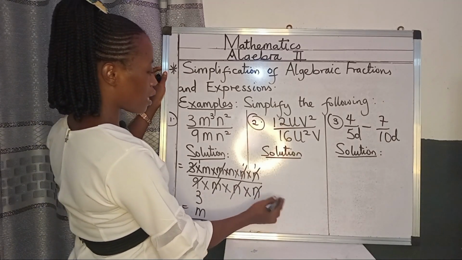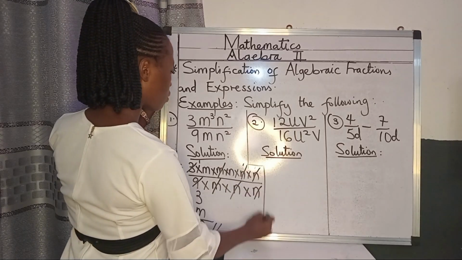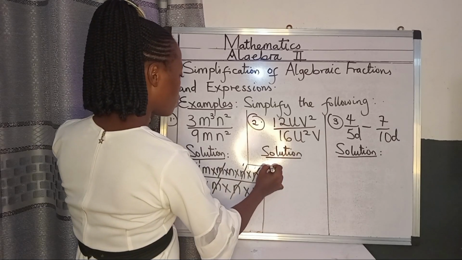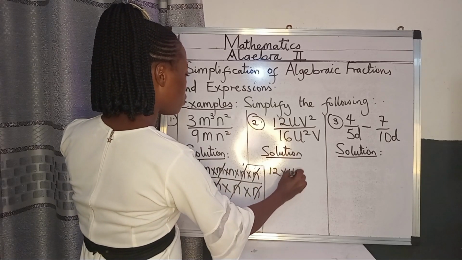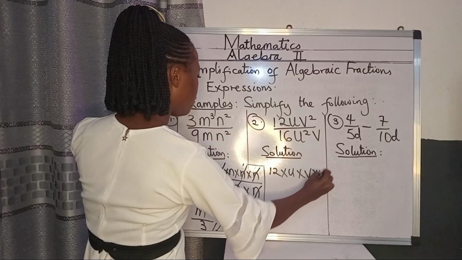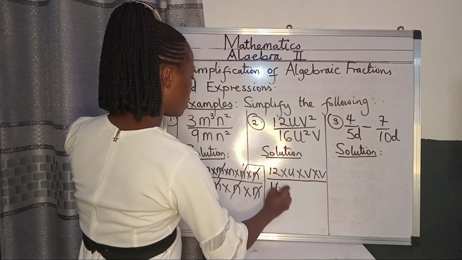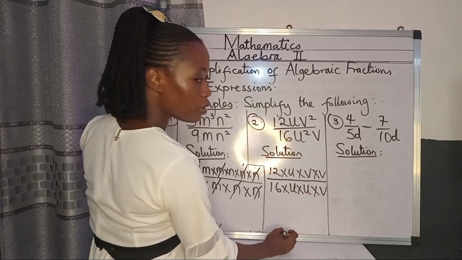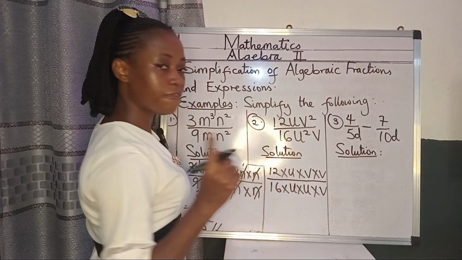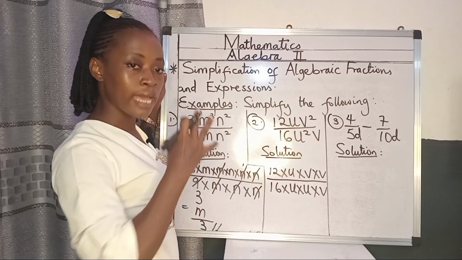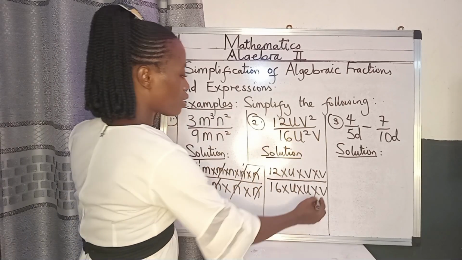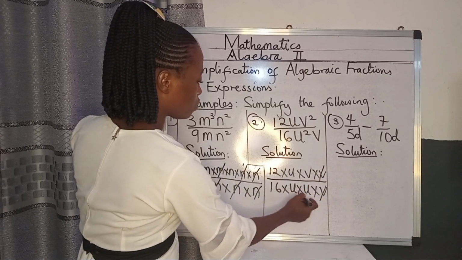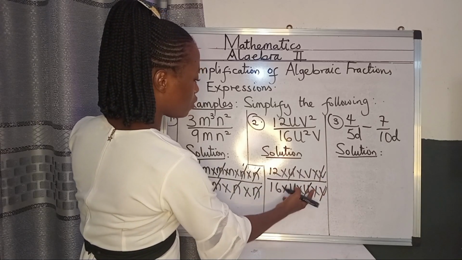Now for the second example, we have 12uv squared over 16u squared v. So that will give us 12 times u times v times v divided by 16 times u times u times v. Now we simplify. Remember, the first thing to do is to expand the expression. Then secondly, you simplify. V cancels v. There is u, so u cancels u. There's no more u here.